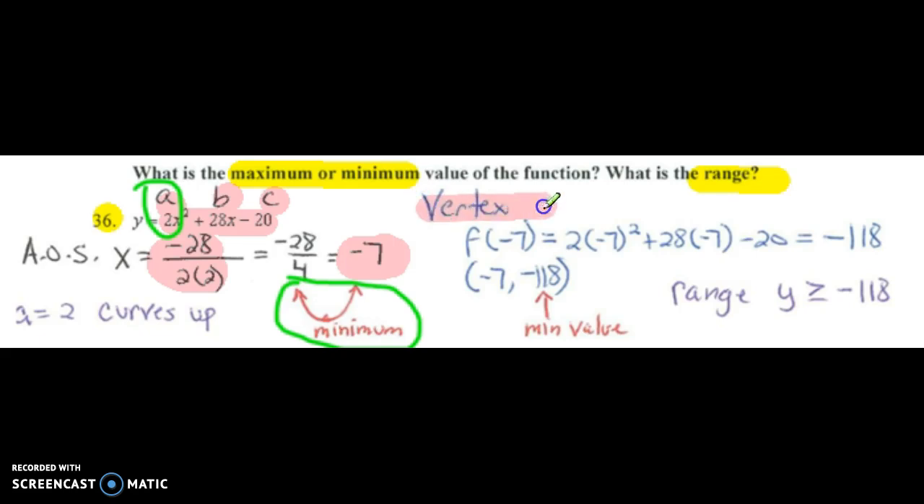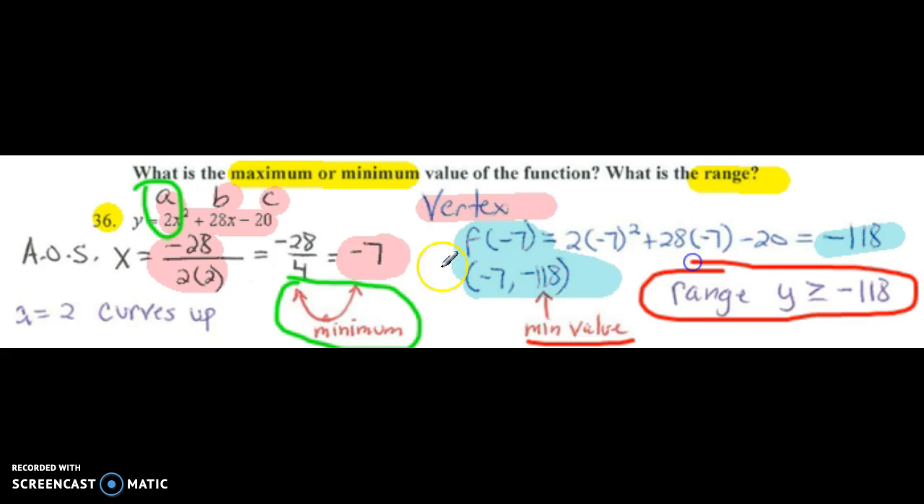So I'm going to calculate my vertex. I am going to plug in f of negative 7. That's how I got negative 118. So here I have negative 7, negative 118. My minimum value is my y value. So my range has to be greater than or equal to negative 18.